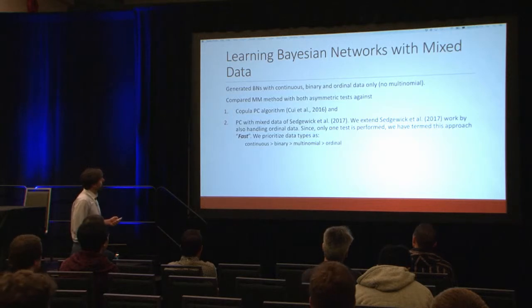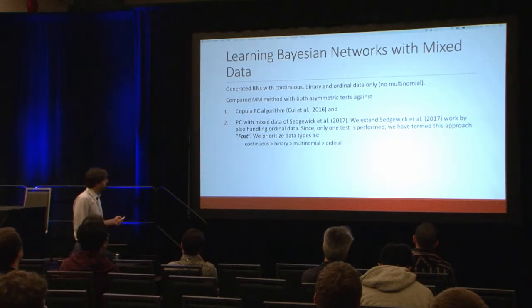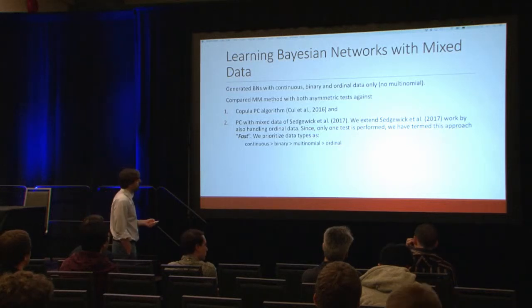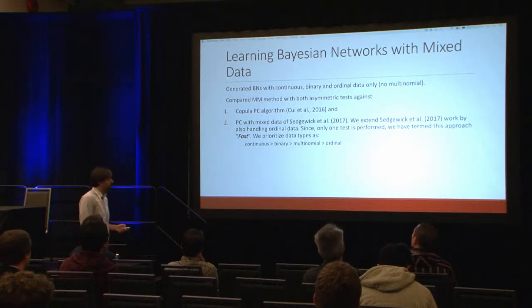Then we experimented with simulated data for whole networks and compared against the networks that we find when we use the test employed by and introduced in this paper, or with Sedgwick, that we call fast because it performs only one test, the test that is going to be the fastest.